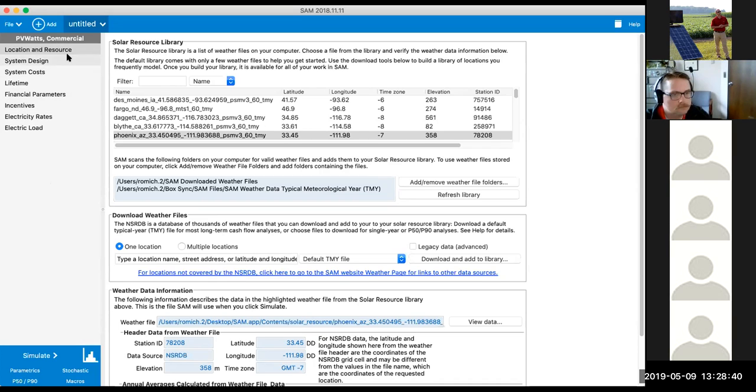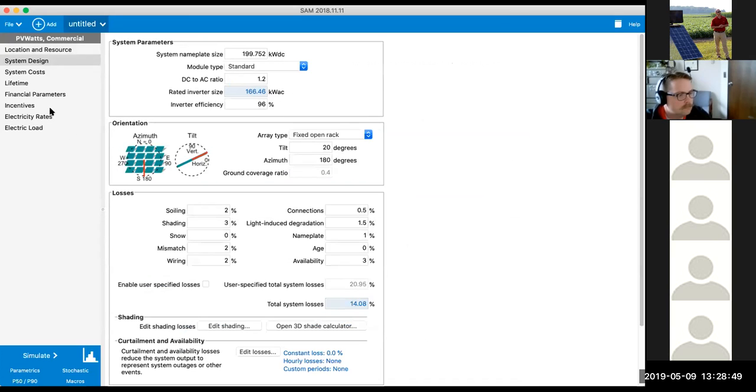Okay. So from this page, we'll have the ability to plug in our weather data, and we'll get into that in week 6. And then we can go through our system design, losses, and a number of different details.